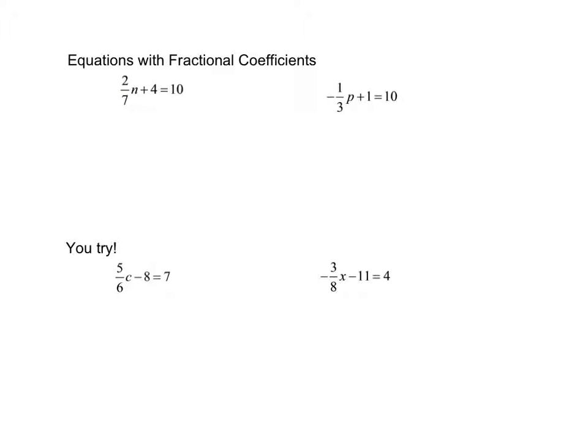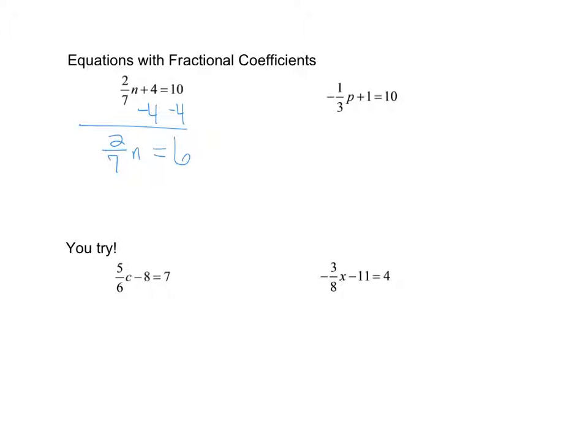We have to get rid of this plus 4. The inverse to plus 4 is minus 4. Whatever we do to one side, we have to do to the other. We're going to bring down the 2/7 n. Plus 4 minus 4 is 0. We don't have to write that because when we add 0 to a number, it does not change it. 10 minus 4 is 6.